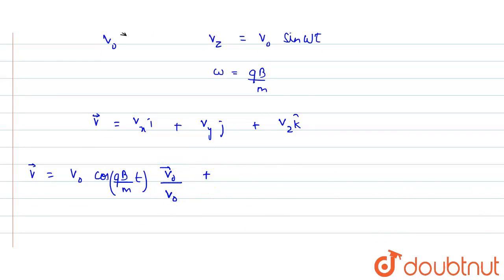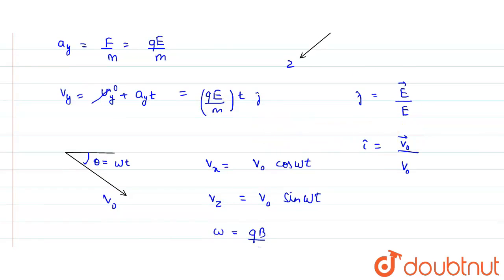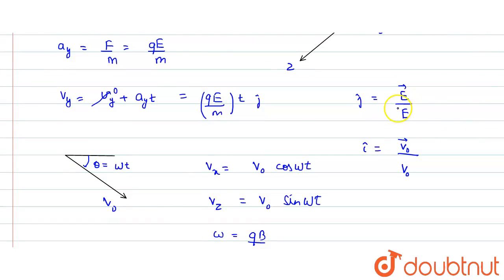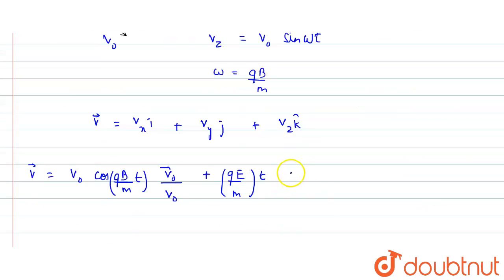Plus, what is the velocity vy we have represented? qEt by m. So it is qE divided by m multiplied by t. This is E. We can just rewrite this. And what is the direction? j cap, we have already represented j cap to be the E vector divided by mod of E. This is how we write the unit vectors.